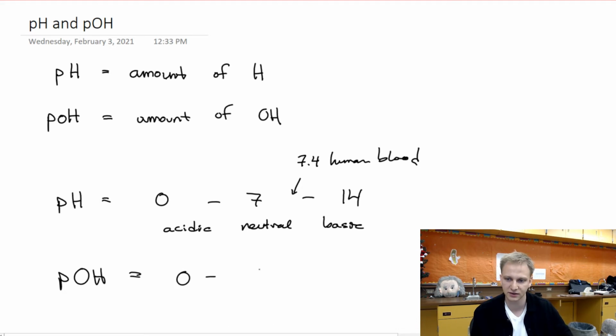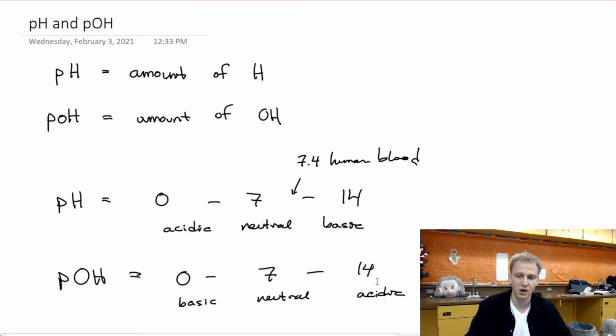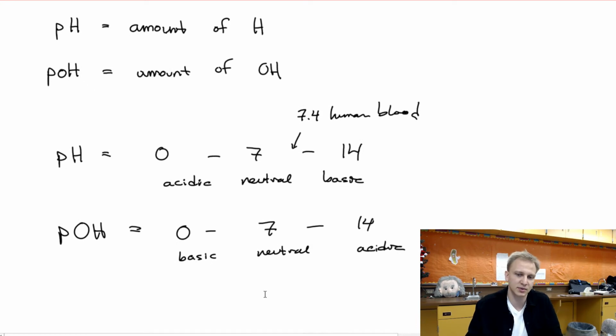pOH is slightly different in the fact that it is the reverse. At a pOH of 0, we have something that is really, really basic. At 7, it's still neutral. And at 14, it is acidic. Again, we're measuring the amount of hydroxides present. And so if we have more hydroxides, we would say that substance would be more basic.